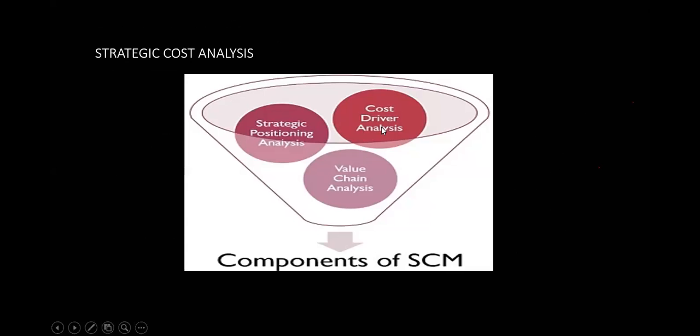It has three elements: strategic positioning analysis, cost driver analysis, and value chain analysis. You know the cost driver. Cost driver means the reasons for incurring different types of cost. Then the value chain analysis, Michael Porter's concept. If you study strategic management accounting, you may remember the value chain analysis. Strategic positioning analysis, cost driver analysis and value chain analysis will be discussed in the next two slides.